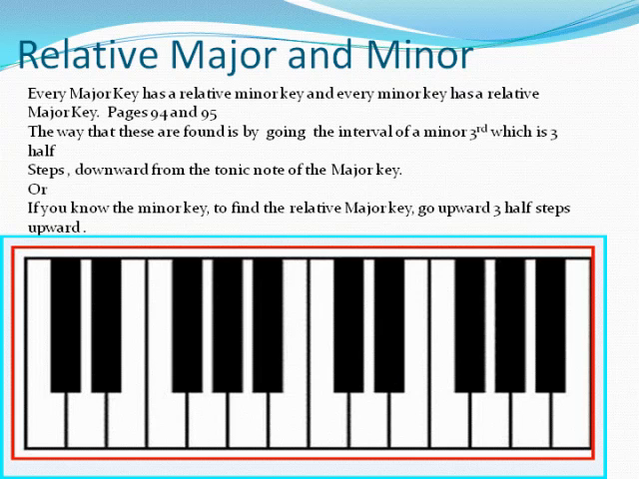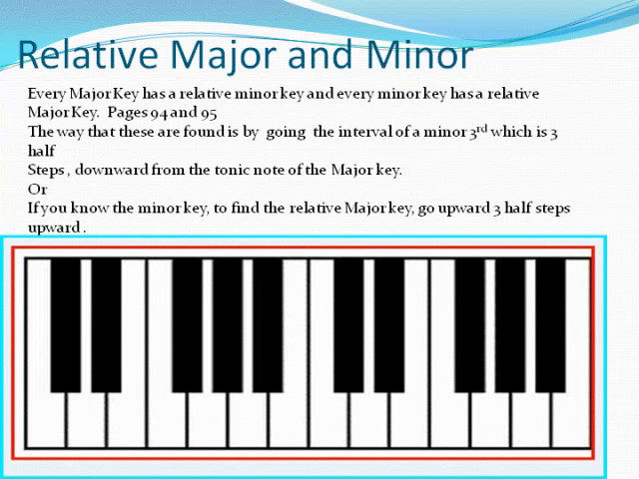One more this way. Let's do this one. B flat major. 1 half step, 2 half steps, 3 half steps. B flat major, the relative minor key is G minor. Now you just do it opposite to find the relative major key of a minor key when you're starting off with a minor key. You go up 3 half steps.